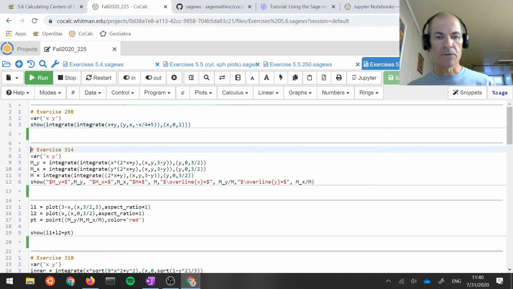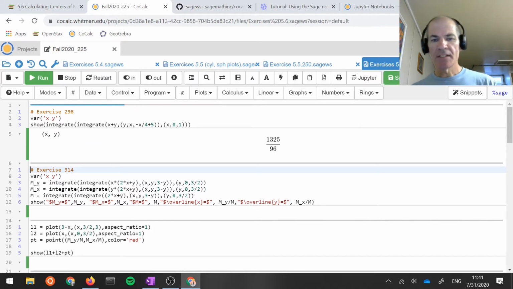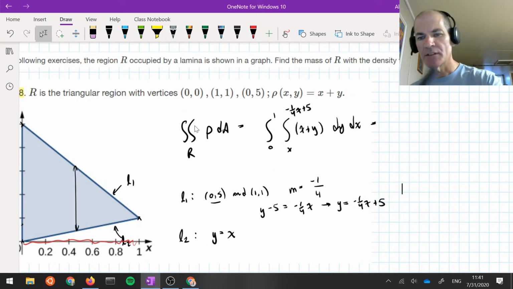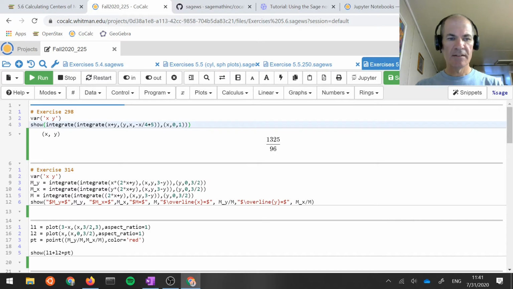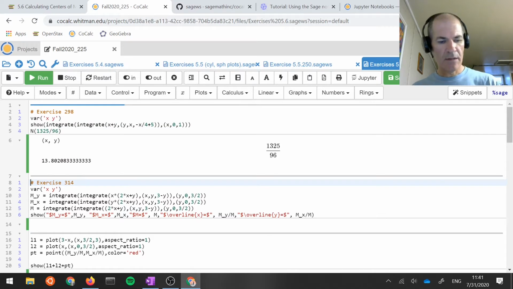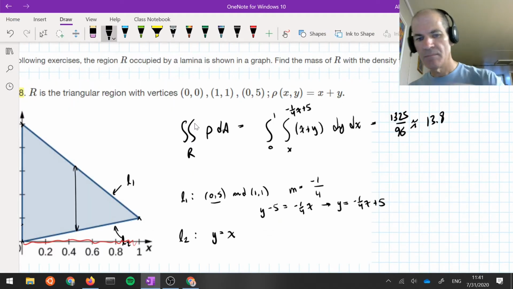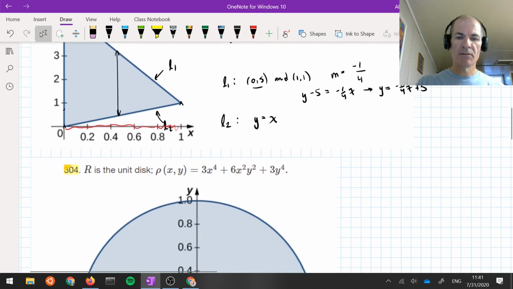Doing this integral yields, after a bit of thought by the computer, and even more thought by the computer. Boy, it really takes Sage a while to get up in the morning. 13/25 over 96, not the prettiest fraction. And we can actually turn that into a number here, if you're so inclined, around 13.8. Again, you should know how to do this integral by hand, but feel free to use a computer if you want.